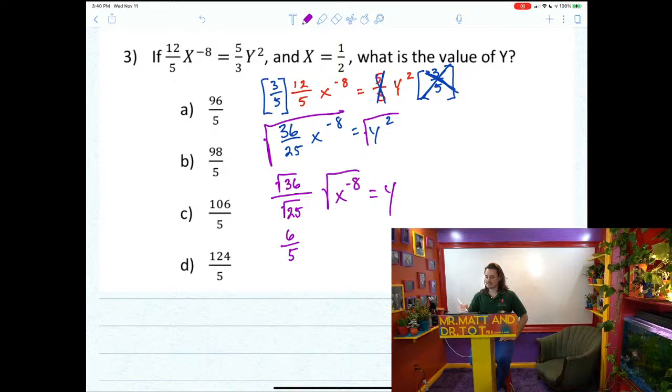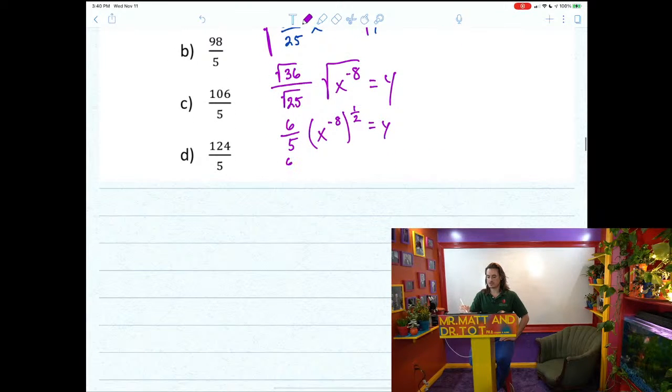And x to the negative 8 square rooted, that's the same thing as x to the negative 8 raised to the 1/2 power. Remember, taking the square root is the same thing as raising something to the 1/2 power. So that's going to simplify into 6 over 5 times x to the negative 4th power. And now I can substitute in what x is equal to.